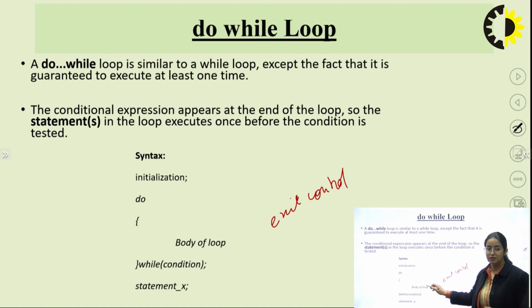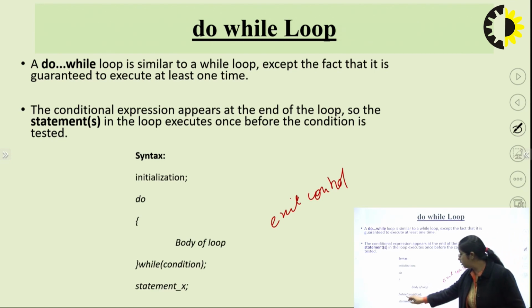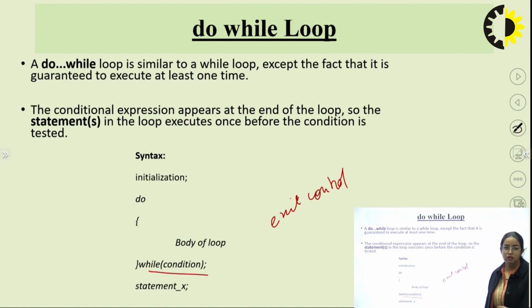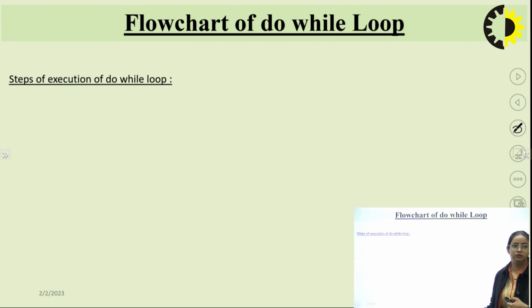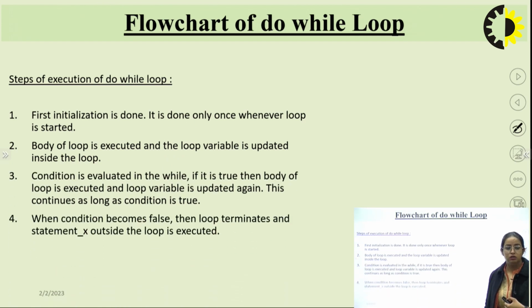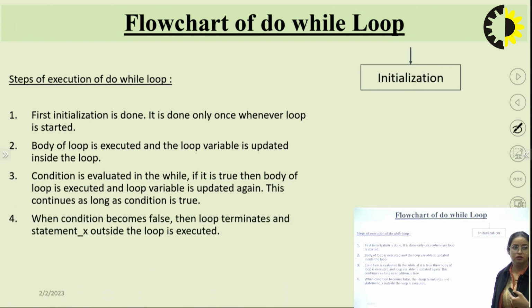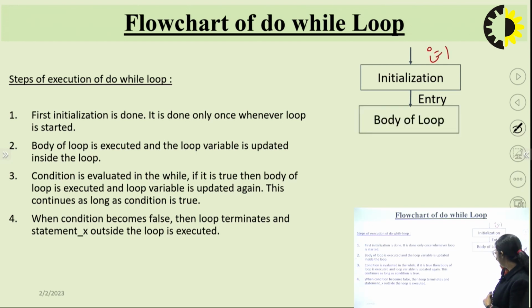I hope you understand why we call it exit control loop, because at the exit we are going to check the condition. After that we have its flowchart and the steps of execution. Again it also has 4 steps in it. What are the 4 steps? First we are going to initialize the value. Suppose we initialize I equals to 1.